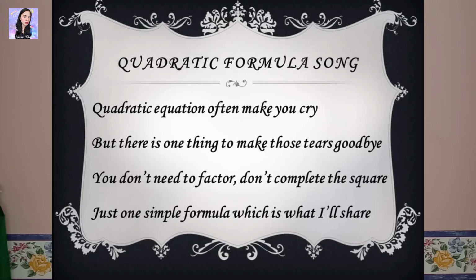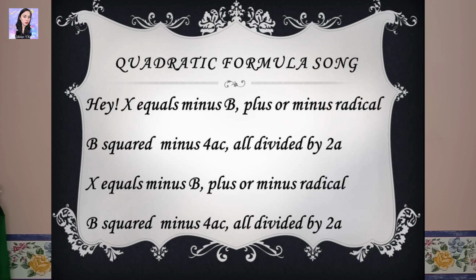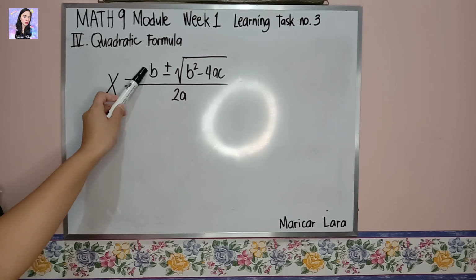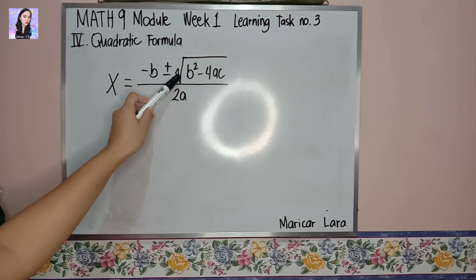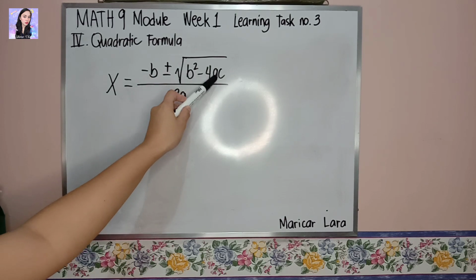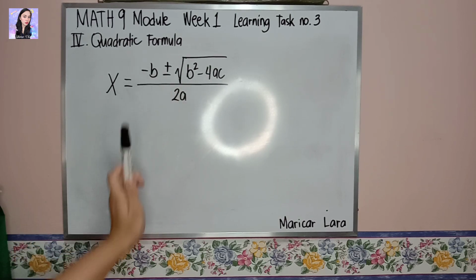Quadratic equation often make you cry, but there is one thing to make those tears goodbye. You don't need to factor, don't complete the square. Just one simple formula, which is what I'll share. Hey, x equals minus b plus or minus radical b squared minus 4ac all divided by 2a.